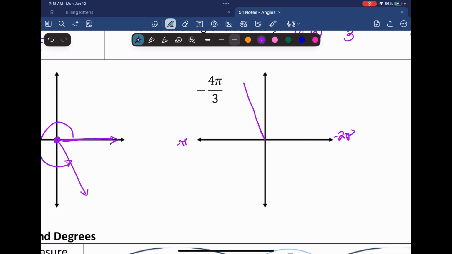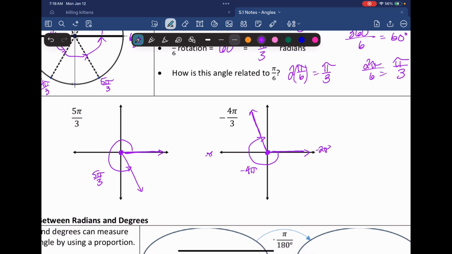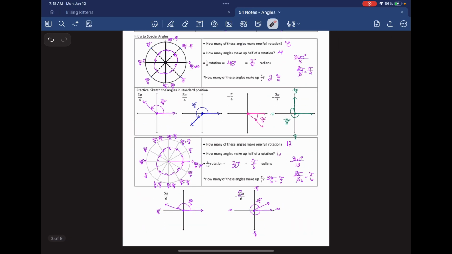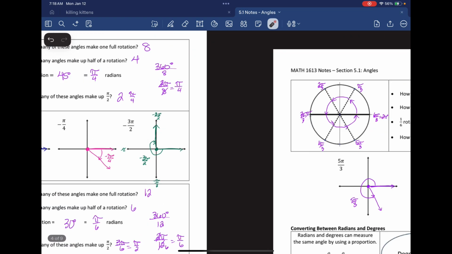You'll also notice that your pi over 3's are closest to your y-axis, and your pi over 6's, let me finish labeling that. So your pi over 3's are closest to the y-axis. Your pi over 6's are closest to the x-axis.